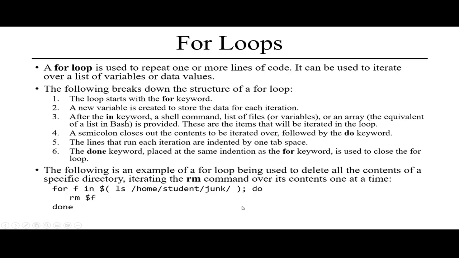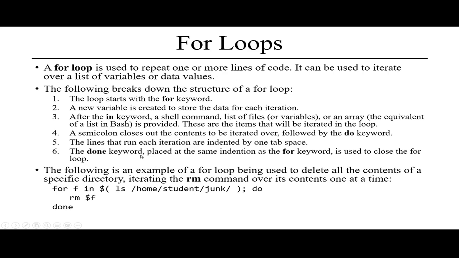Now we're going to talk a little about for loops. Now these are used to repeat one or more lines of code. So basically, if you need to do something over and over again, a for loop is used. Now a for loop is also used to iterate over a list of variables or data values. I'm going to talk about how a for loop is created.